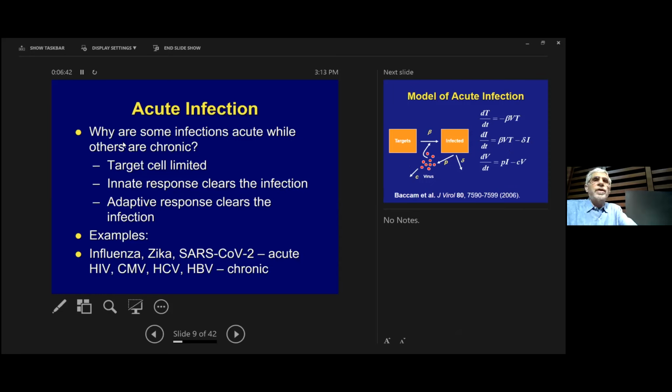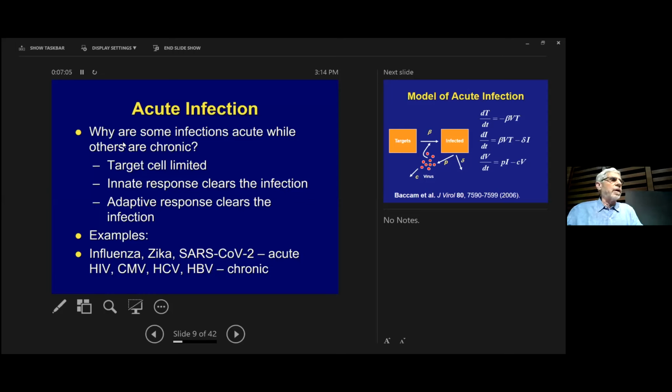One is called target cell limited. So we think that there's only a limited number of cells that this virus can infect. I mentioned that the cells have to have the ACE2 receptor and a co-receptor like TMPRSS2. It's been estimated from RNA-seq experiments that the fraction of epithelial cells in the upper and lower respiratory tract that express both is something like 1%.